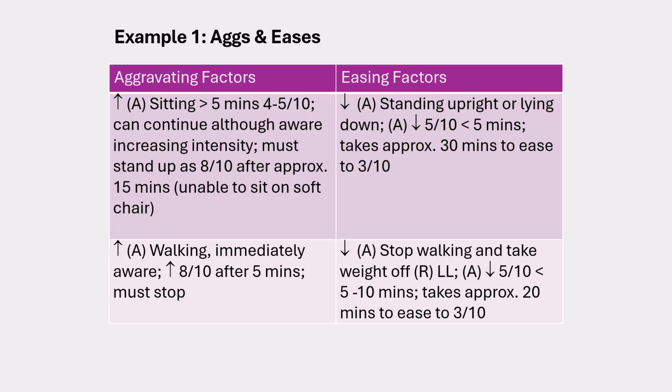The next aggravating factor is walking. After 5 minutes, the pain increases to 8 out of 10, and the patient must stop walking. The easing factor is when the patient stops walking and takes his body weight onto his right lower limb. Pain A then reduces to about 5 out of 10 after 5 to 10 minutes, and after 20 minutes decreases to 3 out of 10.